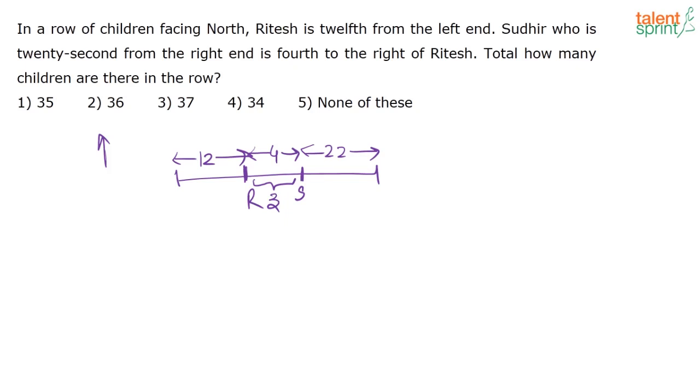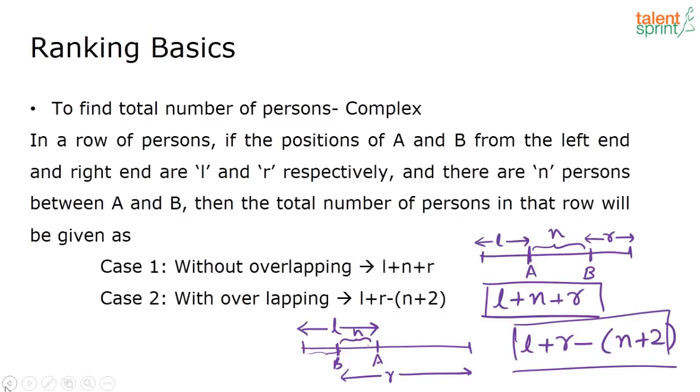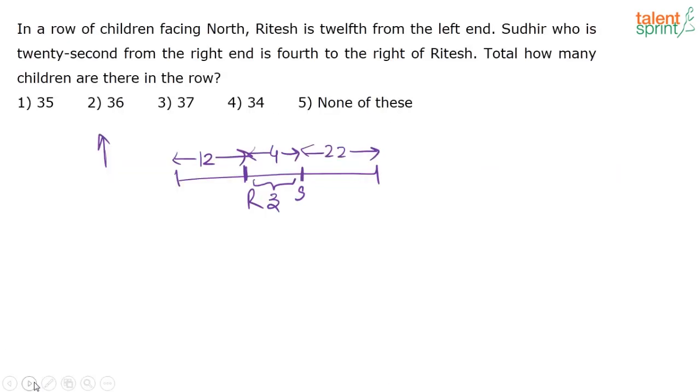Now if you are using the formula here, right, now if there are 2 persons, their positions are given. If you have to find the total number of persons, right, which case is this? It is case 1, right, without overlapping. And so directly if you are using the formula, it's going to be L plus N plus R. So what is L here? Position of Ritesh from the left is 12 plus these 3 people plus 22, correct? That is equal to how much? 22 plus 12 is 34 plus 3 is 37.